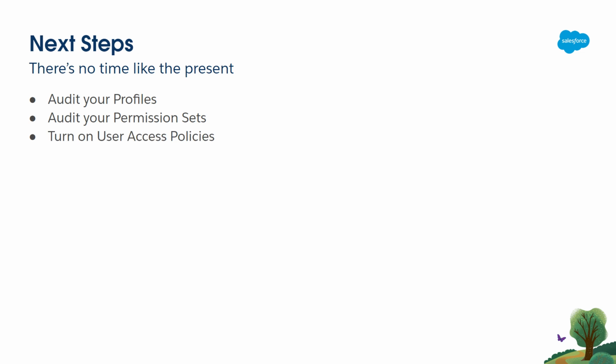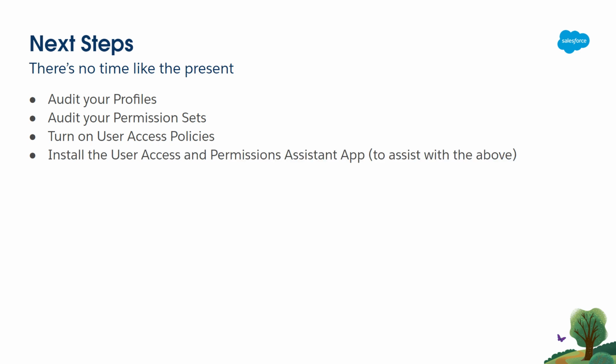Turn on user access policies in setup. Now it's open beta, and use that. Also install the User Access and Permissions Assistant app because these two will help with the first two. Review your results. Question those anomalies. You know, if something doesn't look right, we'll wonder why. Could have been because 5 years ago someone needed a permission and it's been granted to their whole profile.